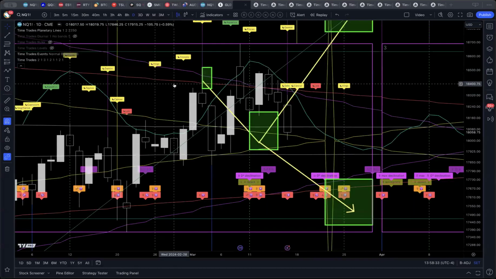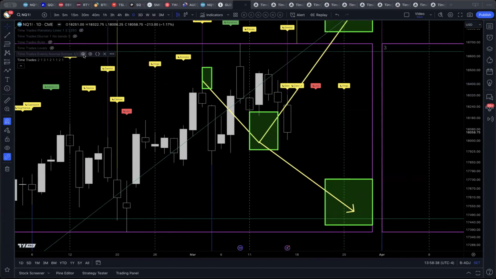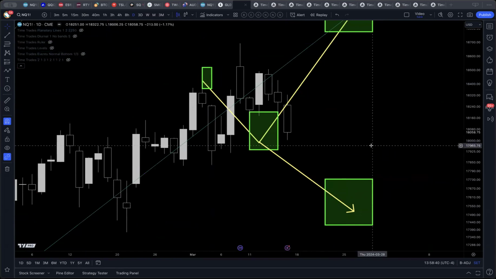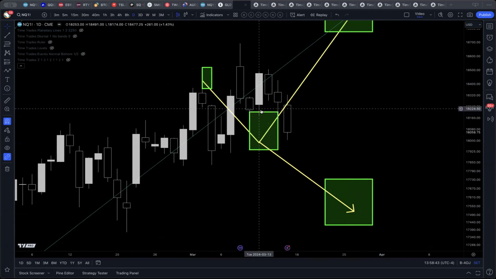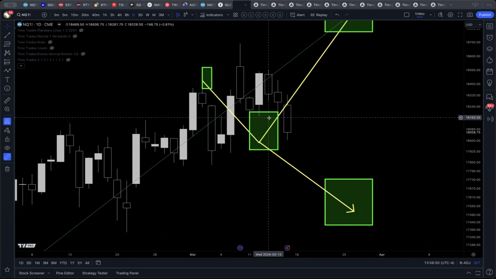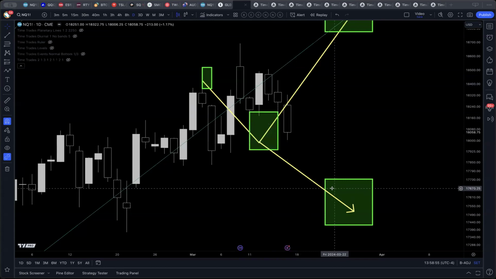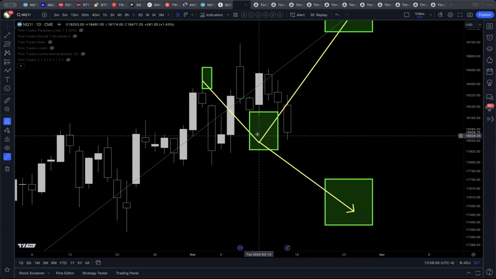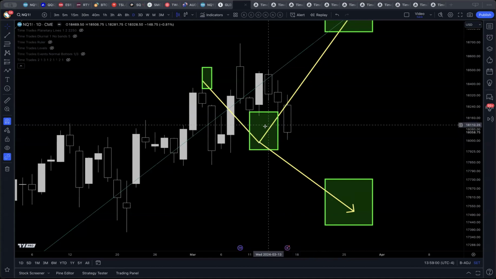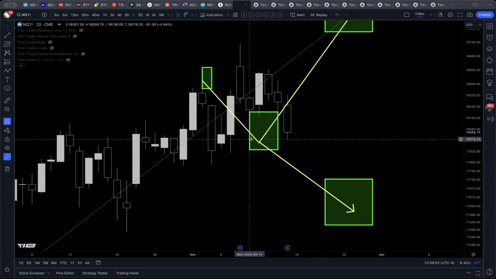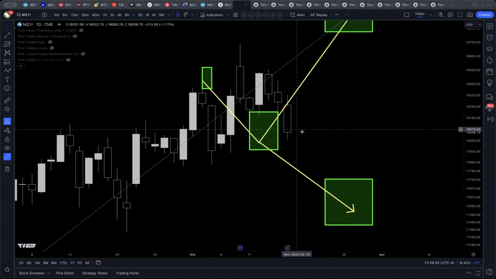Okay, so let me just clean this up a little bit so we can review how we did last week. Overall, it was a pretty good week. We got a tag here in this green box, so that's going to be called an A. And then we ended up following the lower track. I offered two options for price based on what the markets decided to do within this green box, and the market elected to take the lower option.